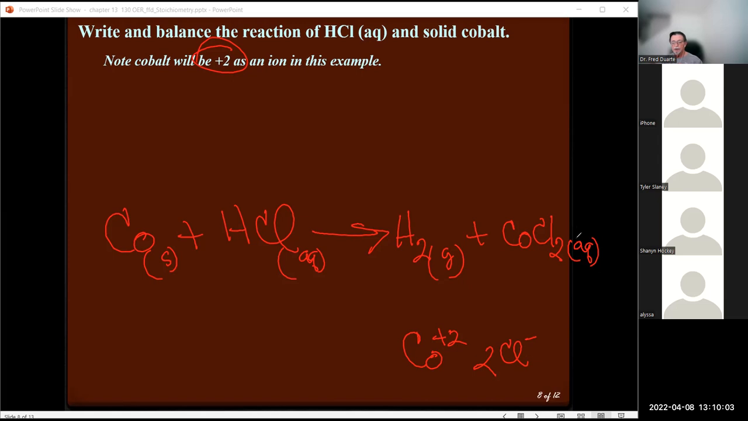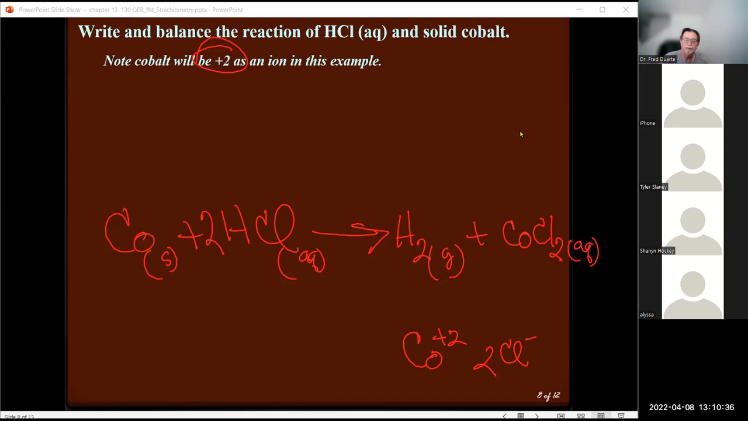To balance it, we see that we needed 2 chlorides, so if we put a 2 in front of HCl, that takes care of our chlorides. And guess what? It also takes care of our hydrogens by default. So we've got 1 cobalt on both sides, 2 hydrogens on both sides, and 2 chlorides on both sides, simply by putting the 2 in front of HCl. So we've got a balanced chemical equation, okay?